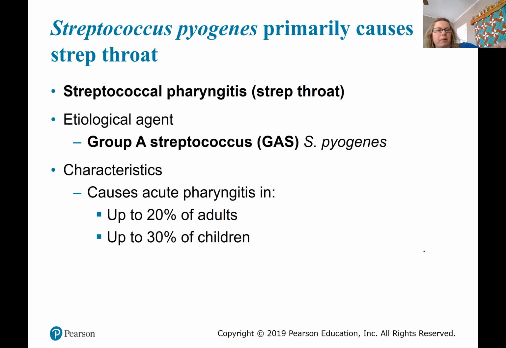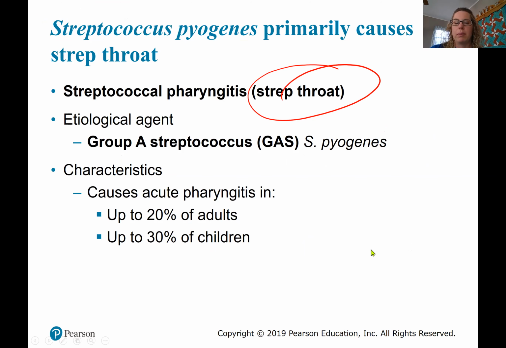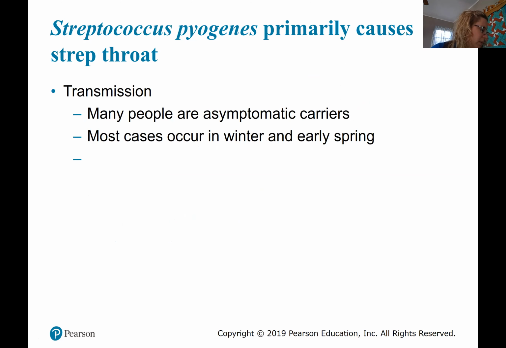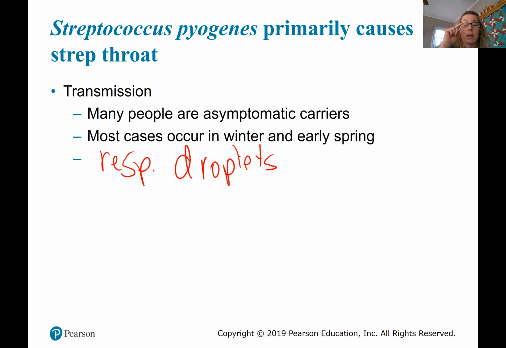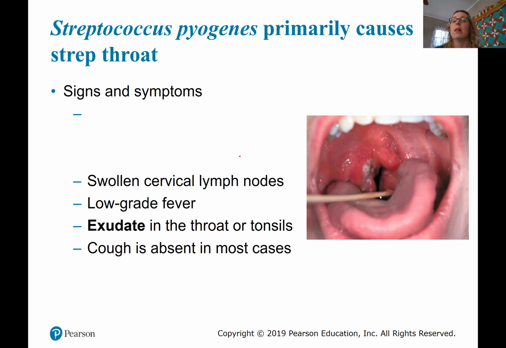Strep throat is caused by group A strep. Group B strep we see in problems in pregnant women. Transmission of strep throat is in the respiratory droplets. Some people can be asymptomatic carriers, and a lot of times you see it in winter and early spring. However, my son with the respiratory issues did get strep throat in the middle of July once. So it is possible to get it year round, but that's mostly when you see it.